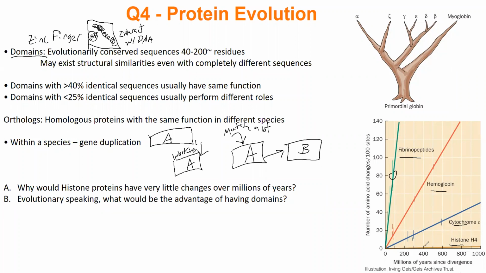While something like histone, if you look at 1 billion years since histone H4 has diverged from a common ancestor, you're looking at maybe 1 amino acid change, 2 amino acid changes. So that question of why, when looking at this, do histones change very little? Does anyone have an idea of when we're looking at histone proteins, why might they not actually evolve over 1 billion years? You want to have a hypothesis on that?